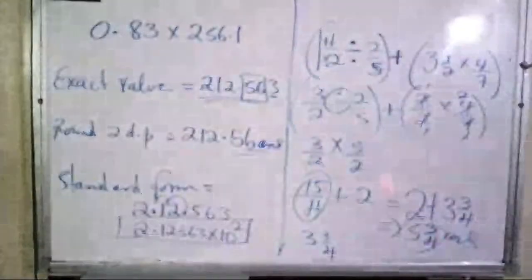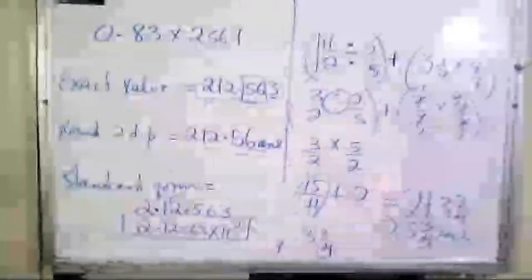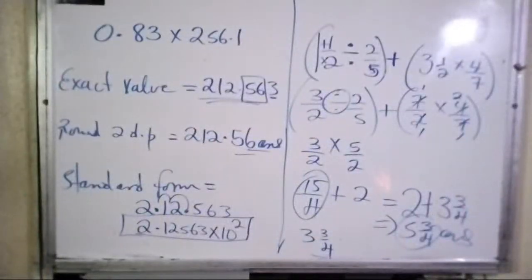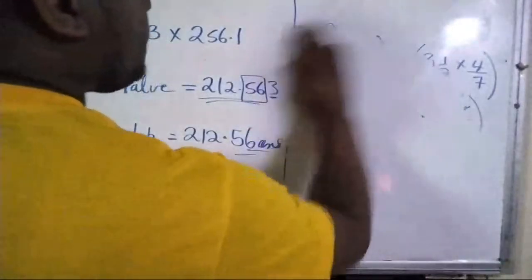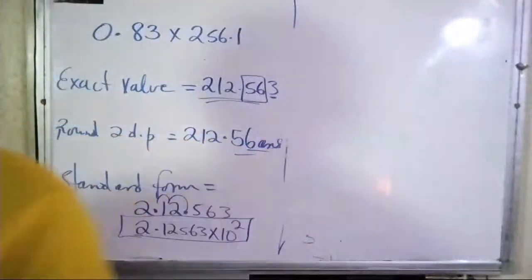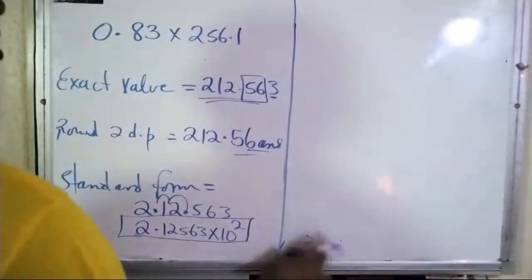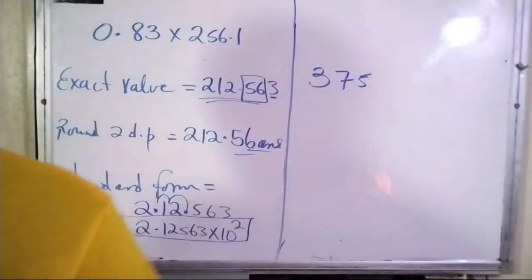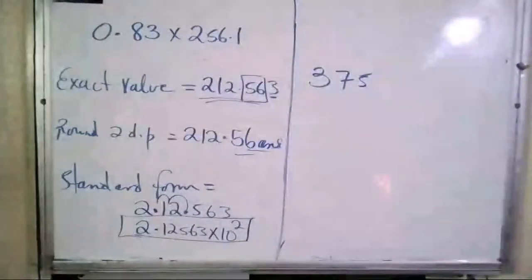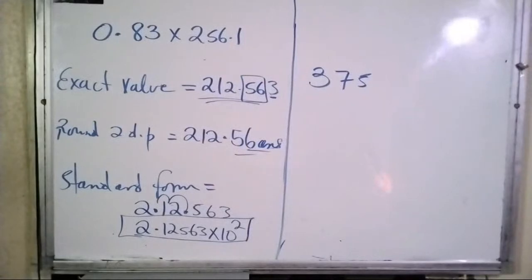One more standard form, guys. One more standard form. And something you have to maximize the marks on, guys. I'm just going to give you a whole number and you find the standard form. 375. Write that in standard form. Let's see if you guys can catch a whole little concept and thing.